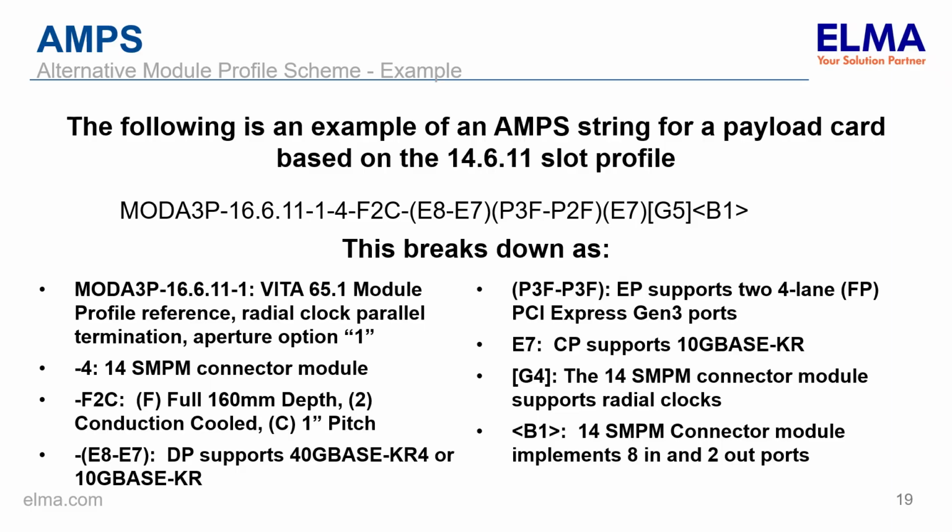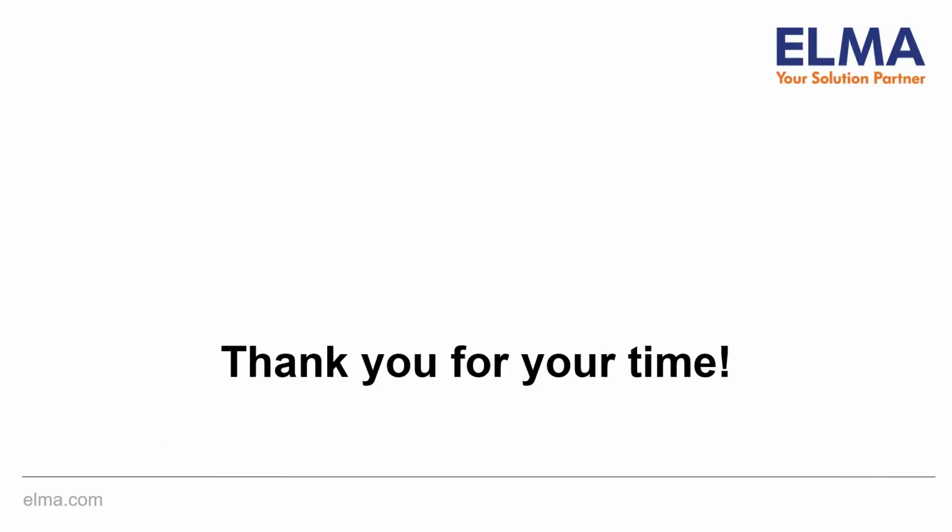Specifically, the data plane supports 40G base KR4 or 10G base KR. The expansion plane supports 2 4-lane or fat pipe PCI Express Gen 3 ports. The control plane supports 10G base KR, and the 14 SMPM connector module provides radial clocks with 8 inputs and 2 outputs. There are naturally other combinations of AMP strings that are possible depending on what is implemented on a particular plug-in card, but that is a topic for another video.